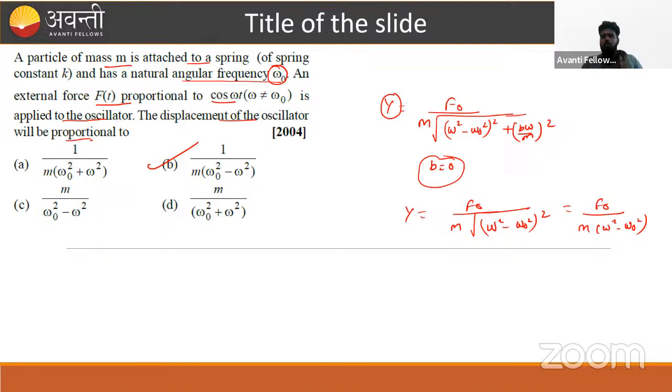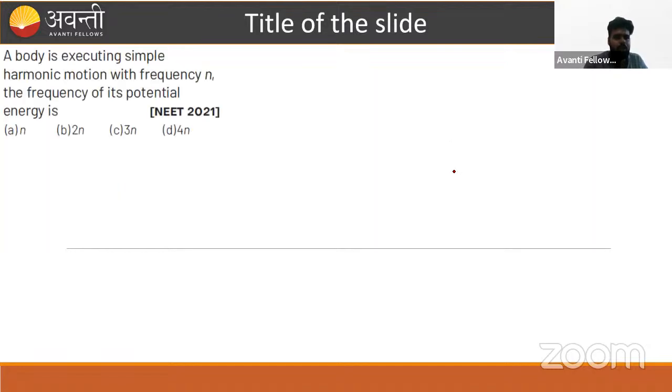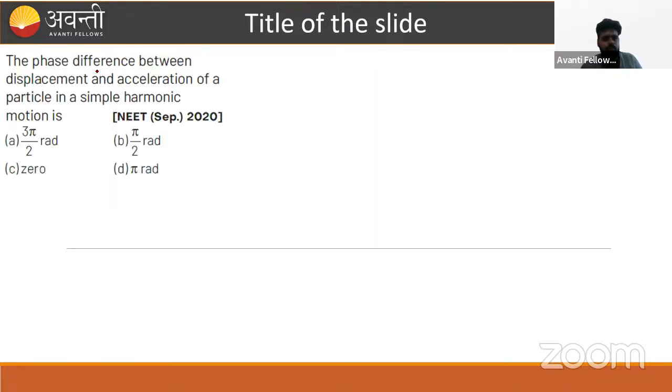Okay. So what we need to understand here is that we have to just keep this formula in our mind. What will happen if we ignore the value of b? If b is very small, if the damping coefficient is negligible, then we can put such type of result. One question you can also solve directly.